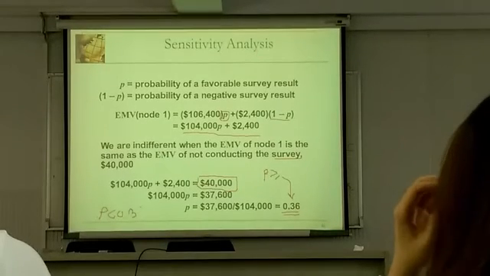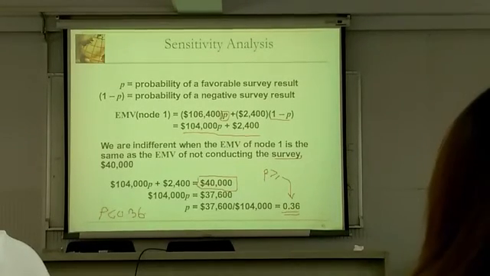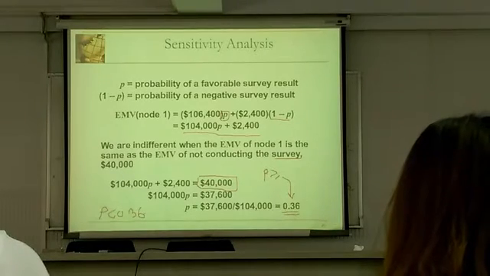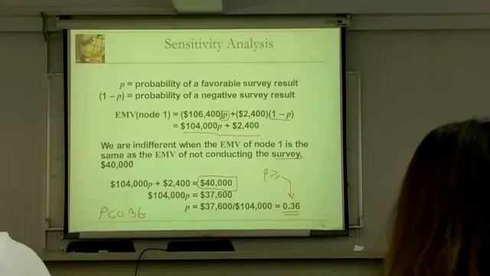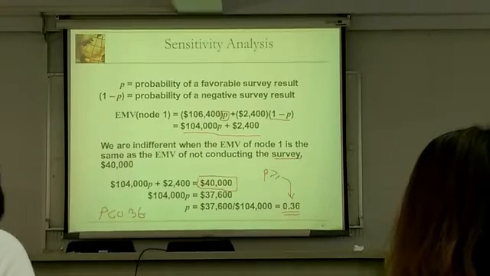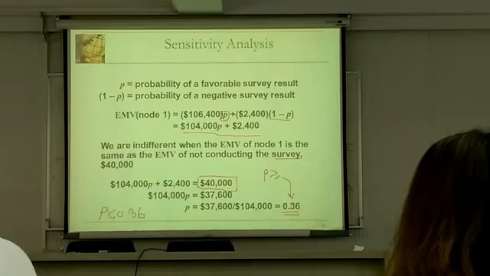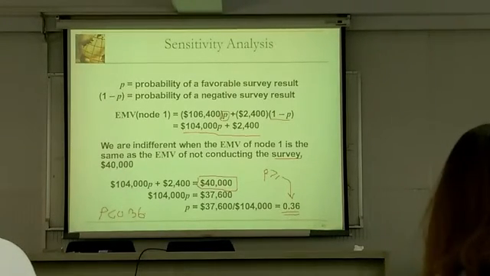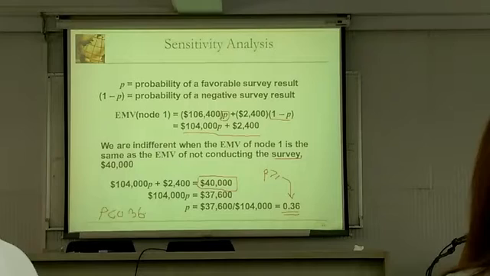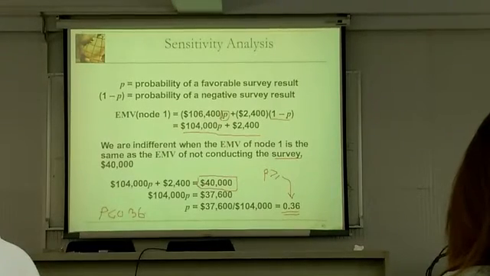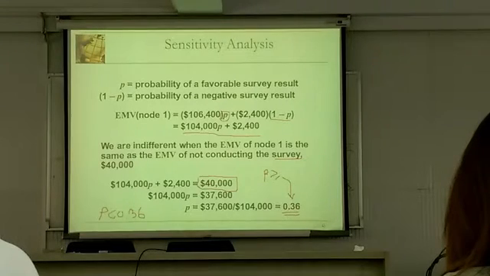For my handwriting, that's the best I could do with the mouse. Again, as long as P is at least 0.36, you will do the survey. But when P is less than 0.36, your EMV will be less than 40,000. That's why you will say, why bother with the survey? Alright, that should be okay.